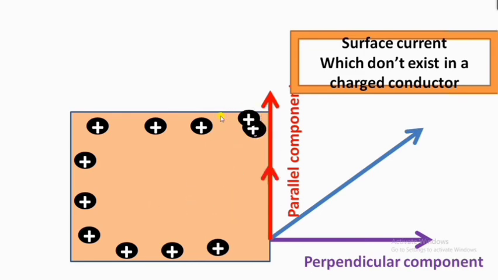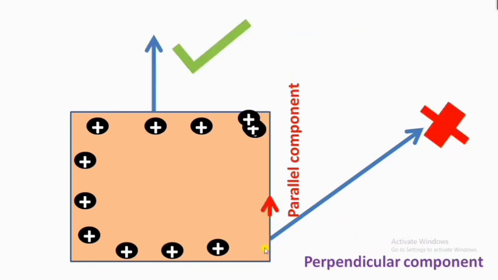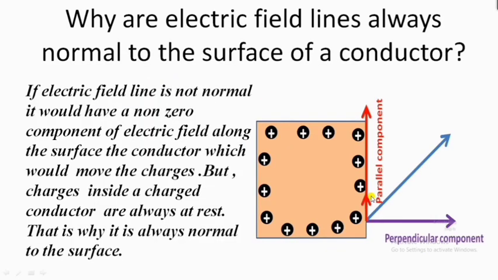So we don't see this kind of current. So that means there should not be a parallel component. That means there should only be a perpendicular component. So all the electric field should be perpendicular. So this is possible, this is not possible. So this is the explanation.